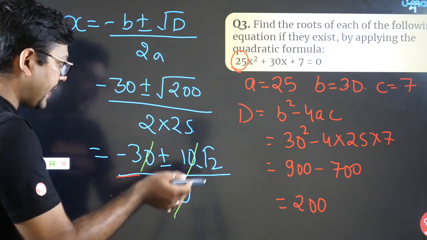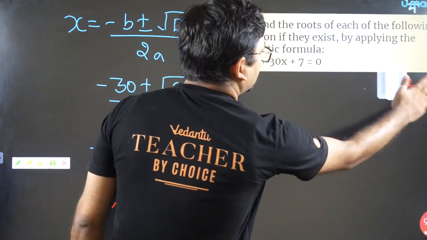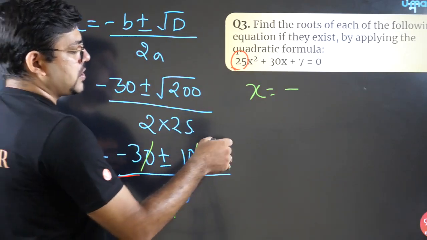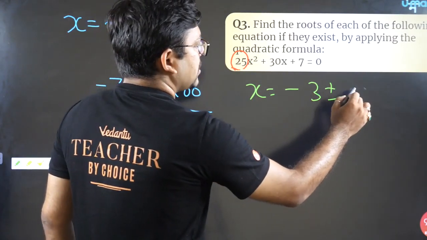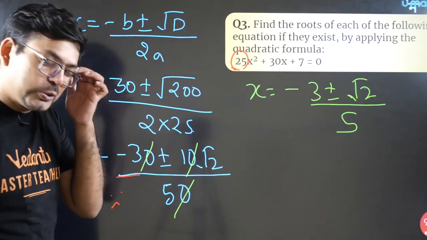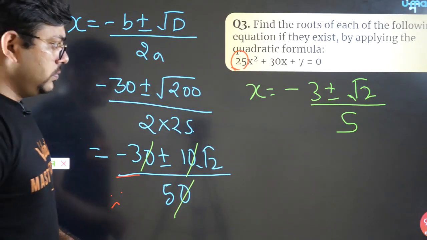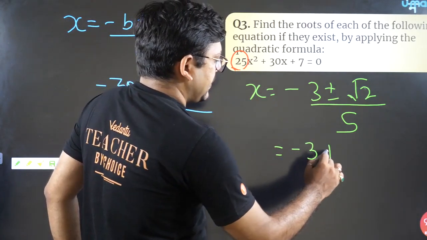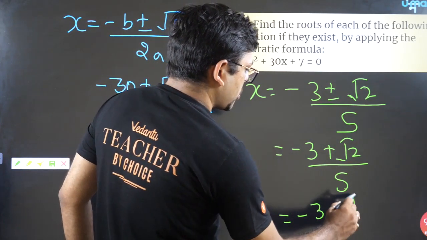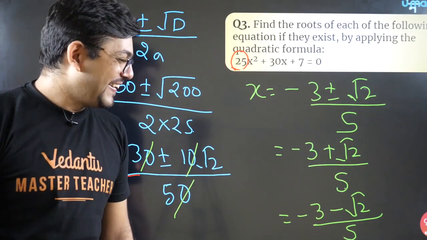So what you have got finally is x is equal to minus 3 plus minus 1 root 2, that is root 2 divided by 5. Simple, no? Not so tough. Believe me, not so tough. I hope you also might be feeling that, isn't it? So we got minus 3 plus root 2 divided by 5, and then we got minus 3 minus root 2 divided by 5. Super easy, ultra easy.